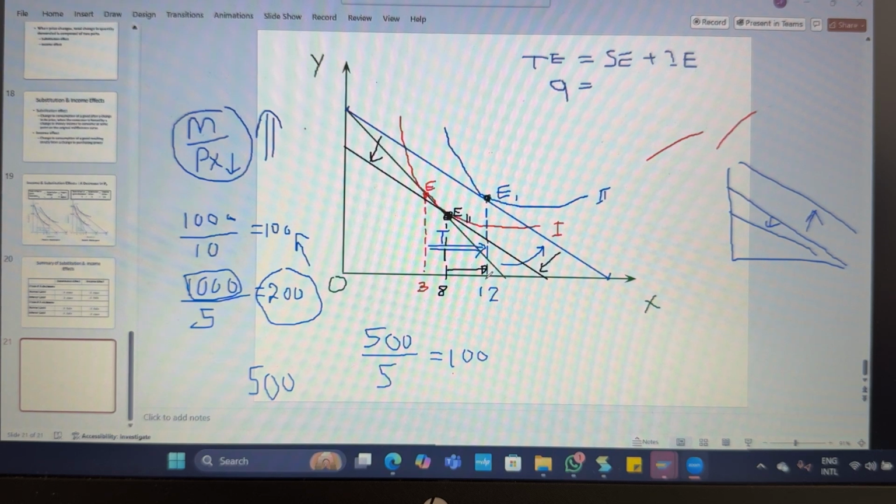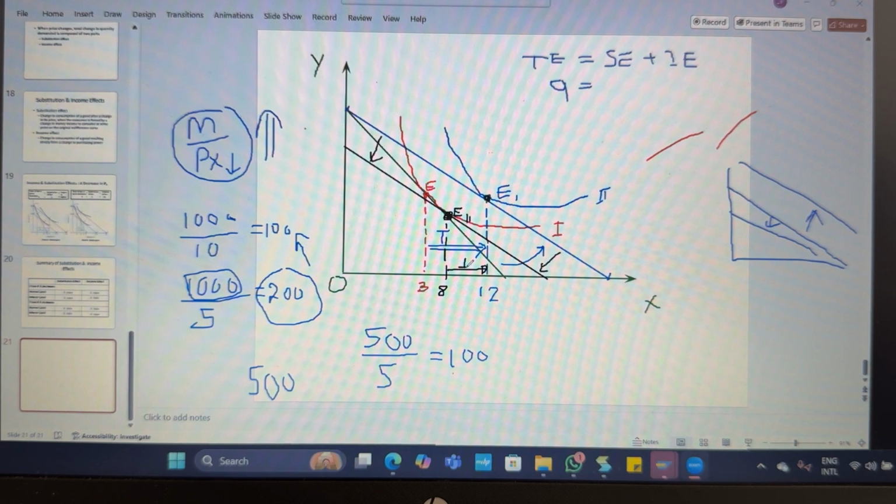If I took money, you are coming back to E2. If I give this money back to you, you will move on to E1. So therefore, movement between E1 to E2 or E2 to E1 is purely depending on income factor. Correct? Yes. So this is income effect.